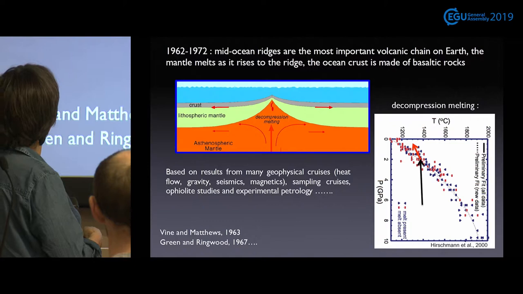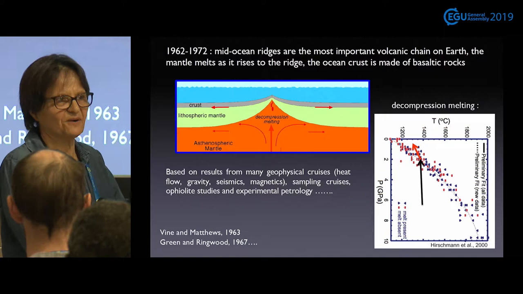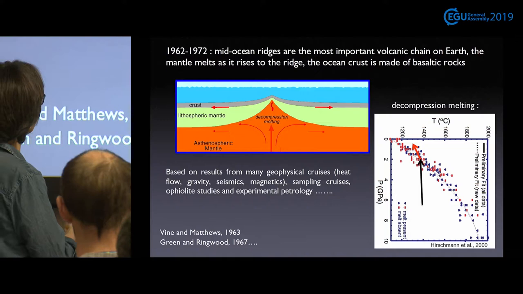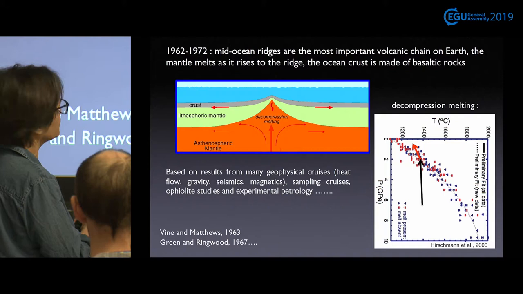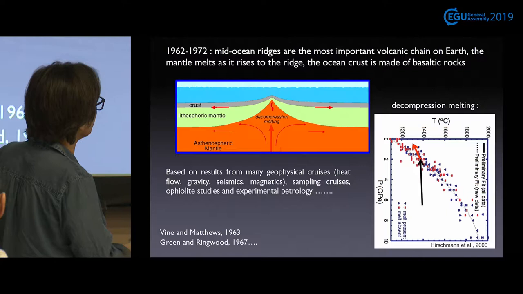But also there were ophiolite studies. So the ophiolites are remnants of what we think are old oceanic lithosphere that have been captured in orogenic mountain belts. And there was also experimental petrology, and it's the experimental petrology that allowed the process of decompression melting to be understood and parameterized. And this is a more recent example of a parameterization of the solidus of a mantle peridotite.